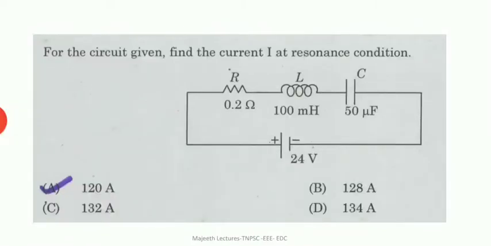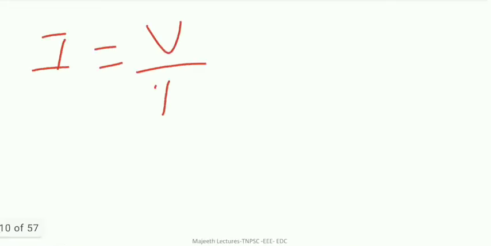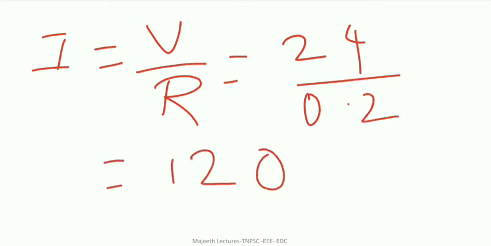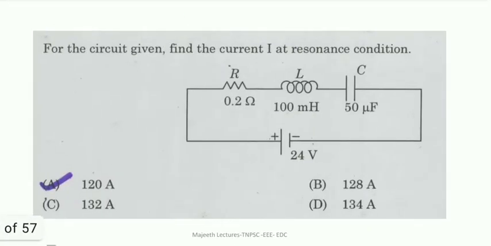We see this question. For the circuit given, find the current I at resonant condition. It is a series RLC circuit. For a series RLC circuit, current I at resonance is given by I is equal to V by R. V is given as 24 volt and R is 0.2. So I is equal to 120 ampere. So option A is the correct answer, 120 ampere.